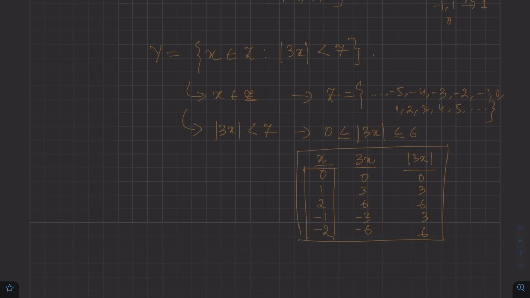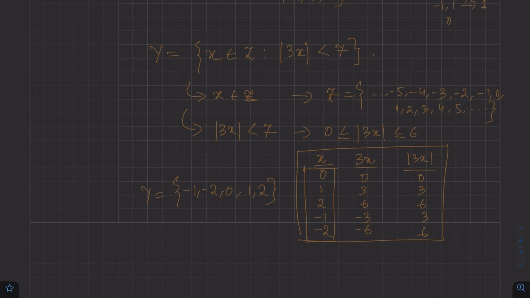These 5 elements are the solution of this particular set Y. We cannot have anything more than that. We cannot have -3 or 3, because then the absolute value of 3x would be 9, which obviously doesn't satisfy the condition. So the solution for this is this.